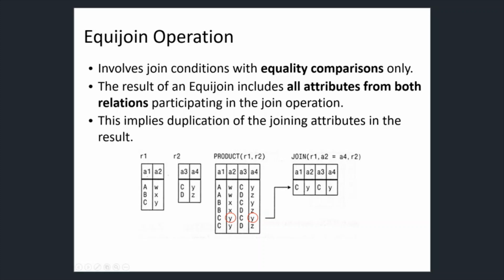So let's look at our example. We have relation 1 and relation 2. And when we do an equijoin, the resulting relation is the fourth table there on the right, and we see that we joined on attribute 2 or A2 and A4. So we have CY, CY, and it is repeated because the joining attribute is Y.